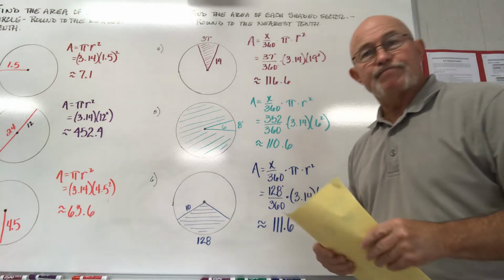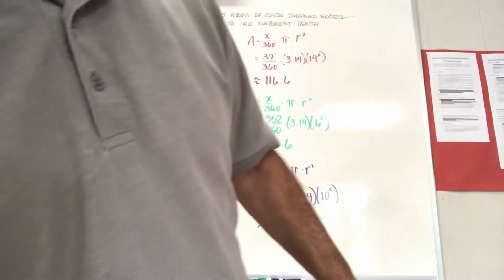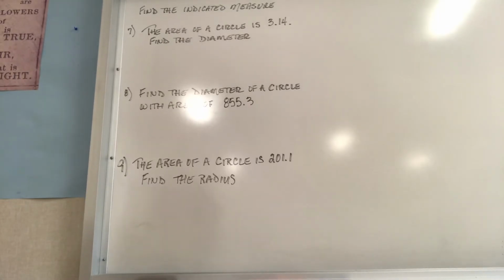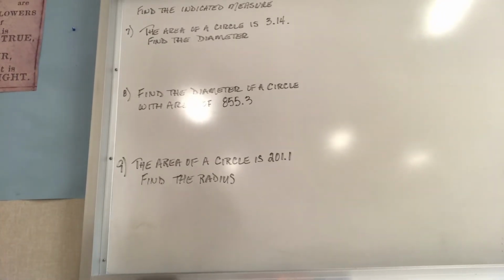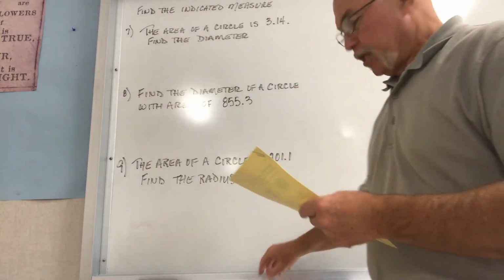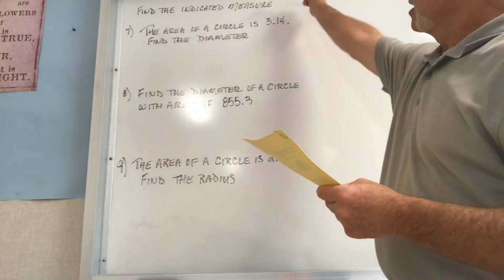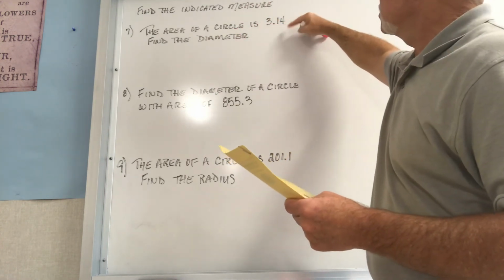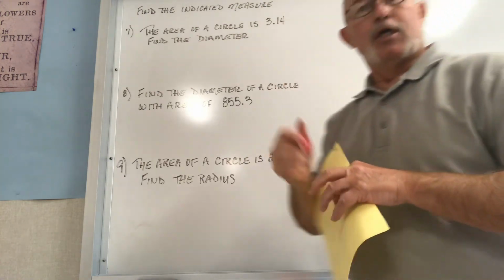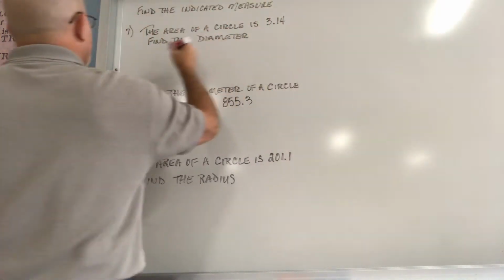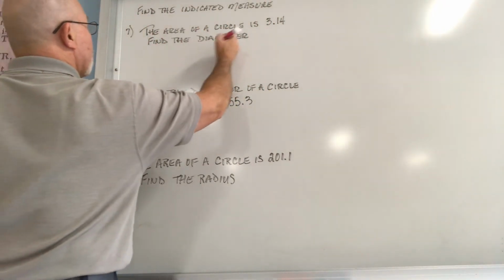And that's what we've got. So these are the diagrammed ones. I have 3 problems over here that deal with our verbiage. These start with being given the area, and we have to find dimensions. Our first one: the area of a circle is 3.14. Find the diameter. So we're going to find the radius and multiply it by 2. Area equals pi r squared.